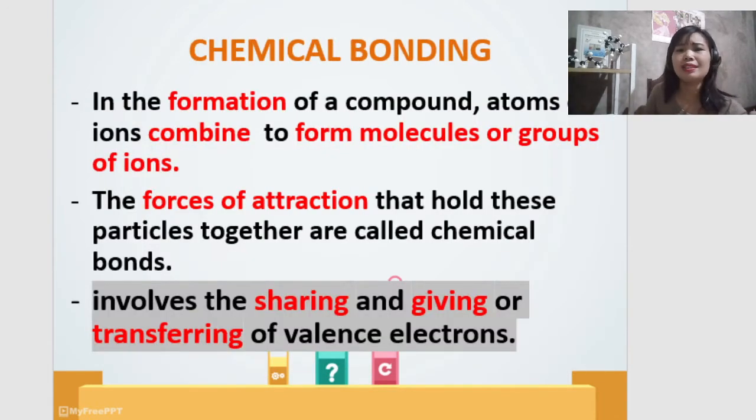Okay, now what is chemical bonding? In the formation of a compound, atoms or ions combine to form molecules or groups of ions. There are forces of attraction that hold these particles together. It involves sharing and giving or even transferring of valence electrons. I do hope that you were able to remember again the word cation. These are the positive and it involves metals, an ion, negative, and they are the non-metals.